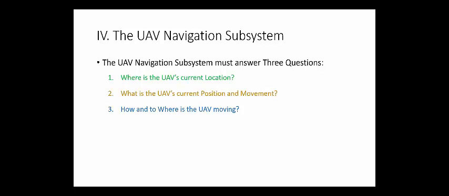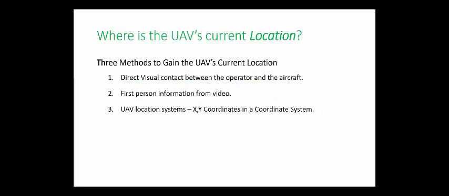First, where is the UAV's current location? Two, what is the UAV's current position and movement? And finally, how and where is the UAV moving to? So how does the UAV determine its current location?